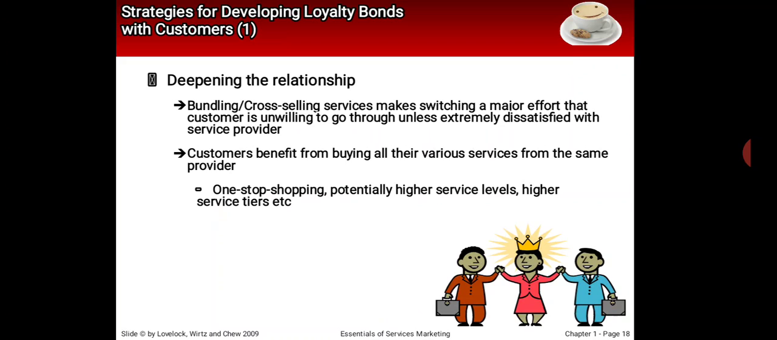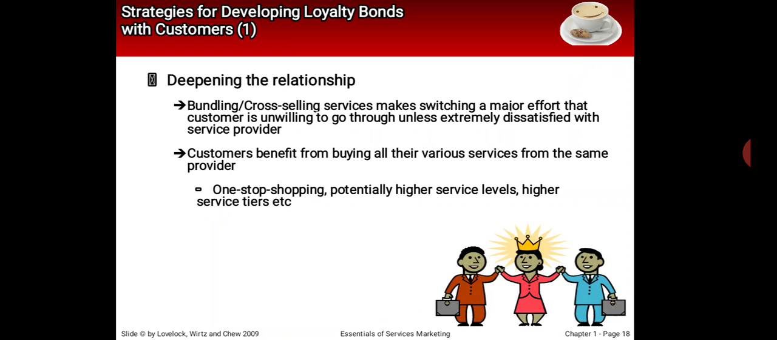Customers benefit from buying all their various services from the same provider, right? It means the customer never tries to switch over and identify various suppliers. They try to identify the single supplier who provides almost all services to the customer.